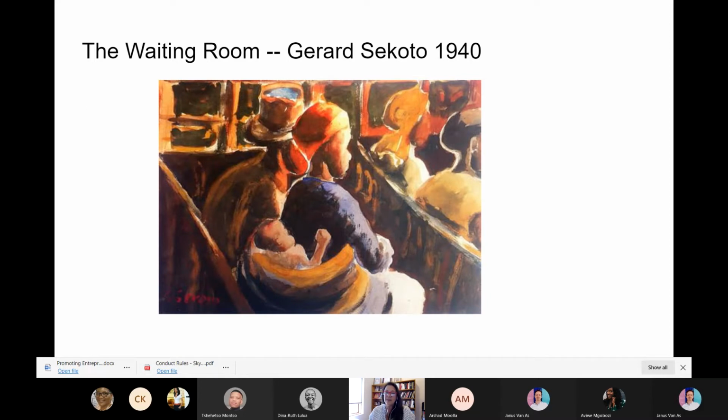And I begin with this image, which is a painting from 1940 by a very famous South African painter called Gerard Sekoto. He wasn't at all famous when he painted this image. In fact, he was in a TB sanatorium on the border of KwaZulu-Natal and the present-day Eastern Cape, recovering from a very severe bout of TB.